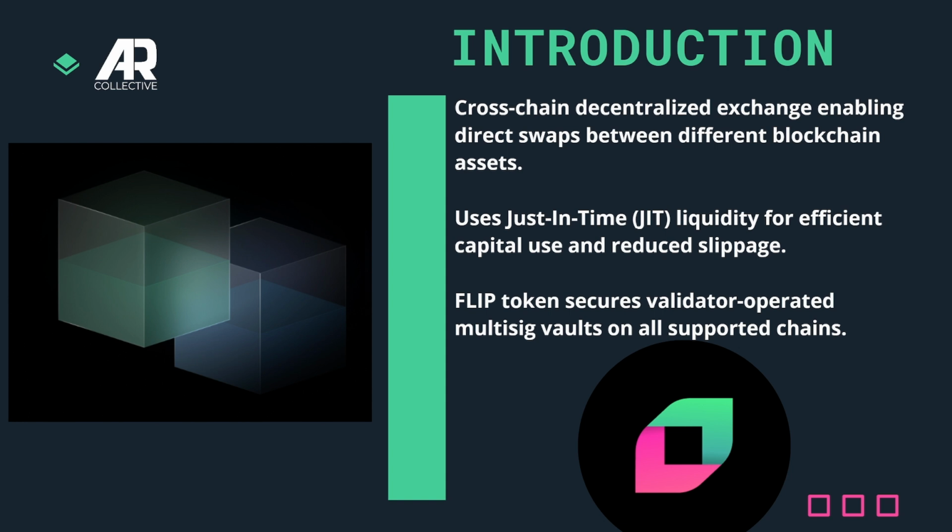Chainflip is gonna make sure that happens in a decent way, right? So let's move on. Efficient liquidity and reduced slippage. So with just-in-time liquidity, JIT, Chainflip optimizes capital efficiency for liquidity providers and minimizes slippage for traders. Validator secured vaults. So Chainflip operates through up to 150 validators who secure multi-sig vaults on multiple blockchains using the native FLIP token, just for security reasons, right?